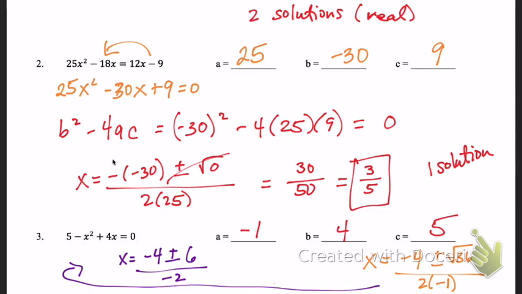So if you actually solve this out, you would get negative 4 minus 6, so negative 10 over negative 2. Then if you did negative 4 plus 6 over negative 2, you would get 2 over negative 2. And so my 2 answers would be integers. This would reduce to 5, and this second one would reduce to negative 1. So x equals 5 and negative 1.